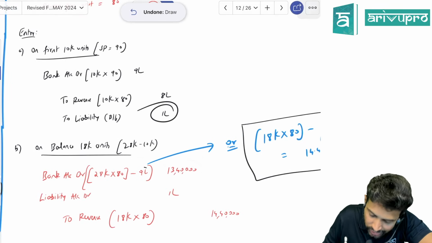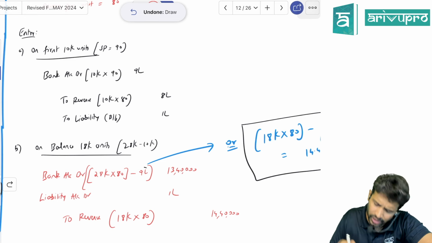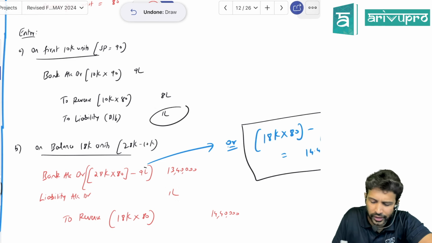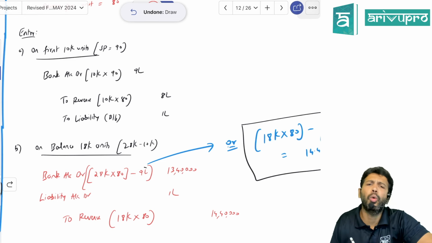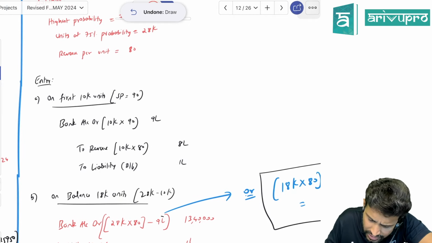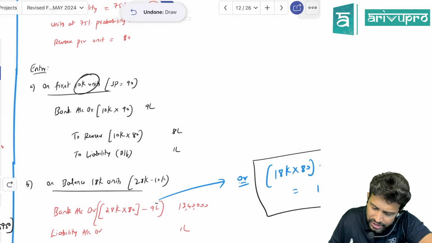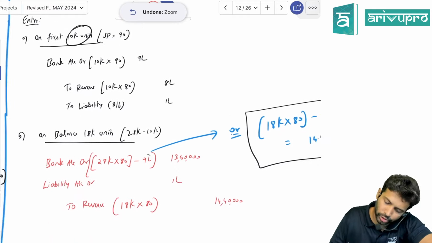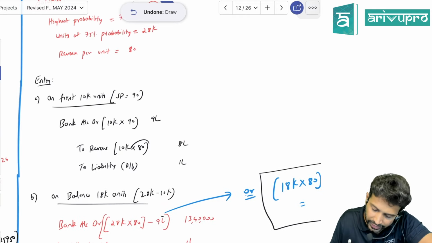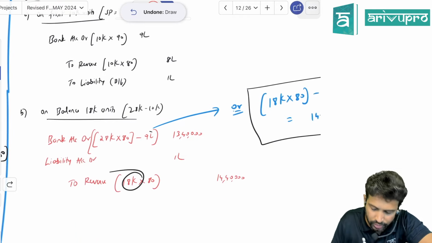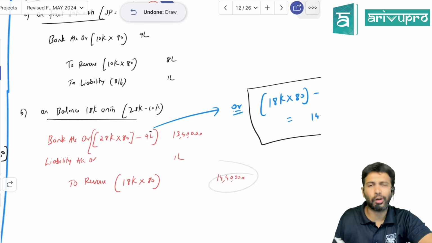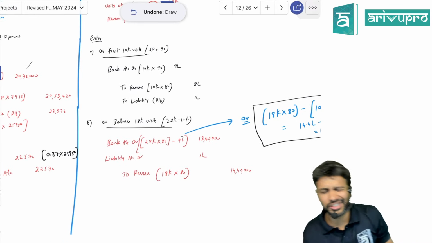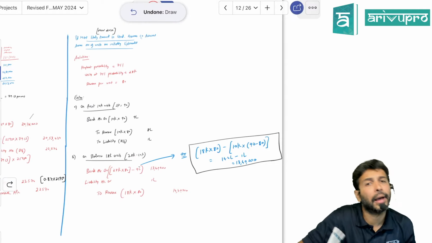Initially you booked this as the liability. Now this has to be adjusted. So the liability account you have credited here is adjusted by debiting it. To what? To revenue. You have already recognized the revenue on 10,000 units here. Now additionally, how many units are purchased? 18,000 units. And what is the revenue per unit? 80 rupees. So to revenue 18,000 into 80, which is 14 lakh 40,000. That way, this particular problem gets adjusted. So this is a lot easier way.